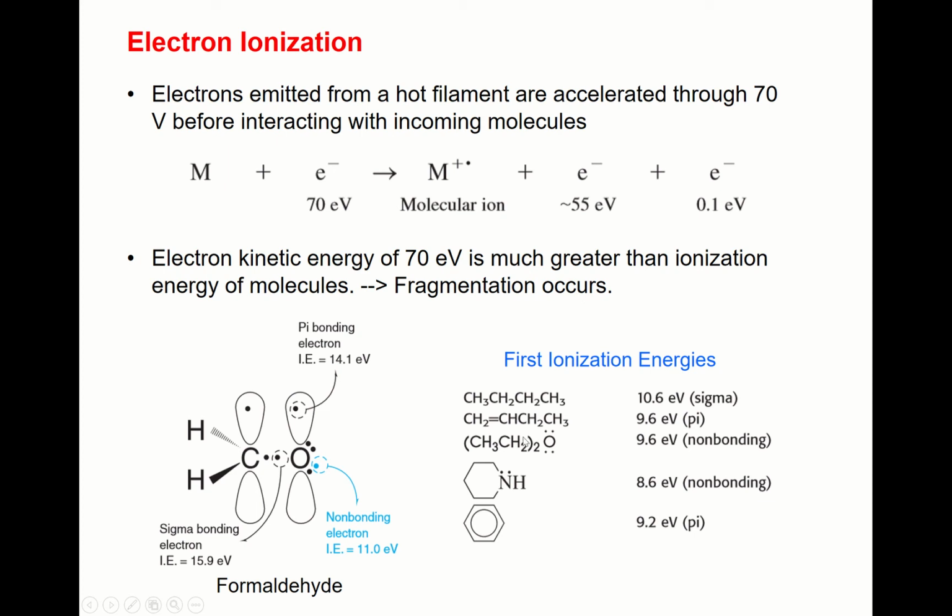Okay, so this list shows the ionization energies. This is butane. The ionization energy is much smaller than this electron energy. They are all around 10 electron volts. Even benzene, the ionization energy is only 9.2 electron volts. That is a pi electron ionization energy.